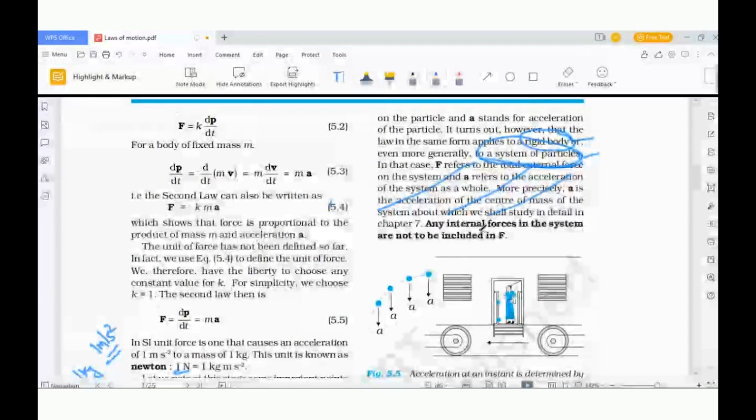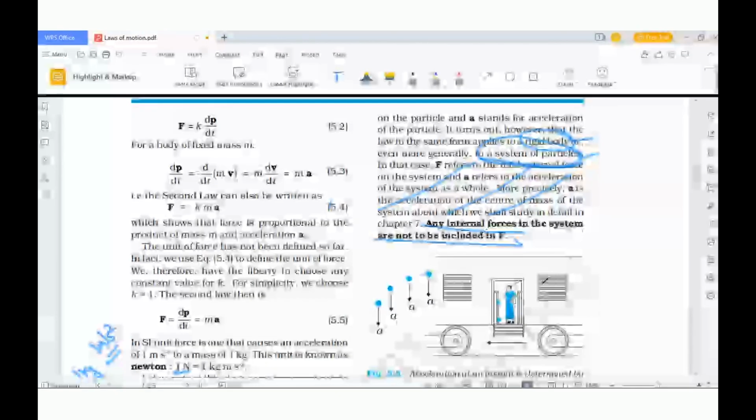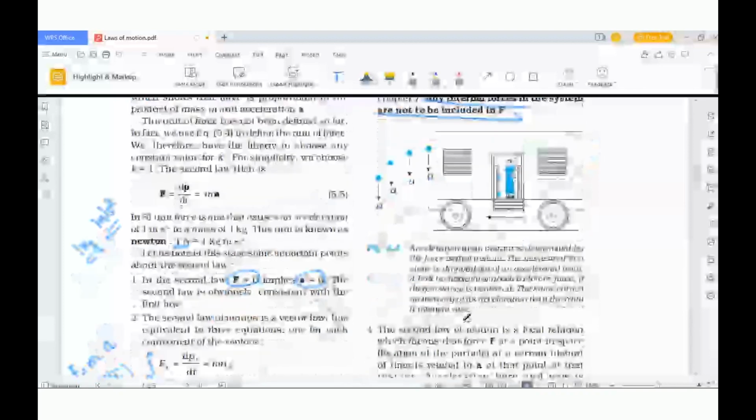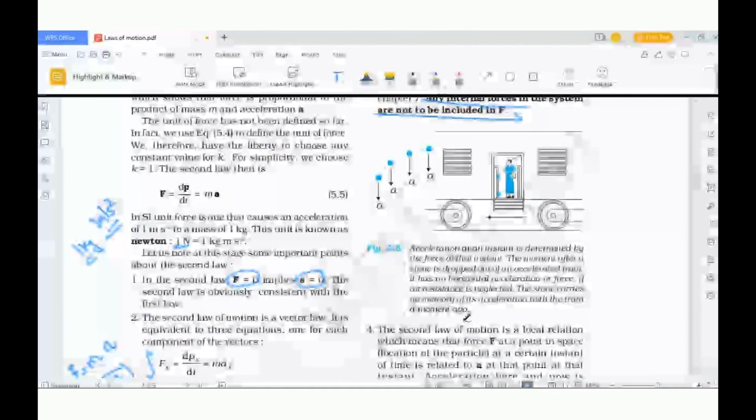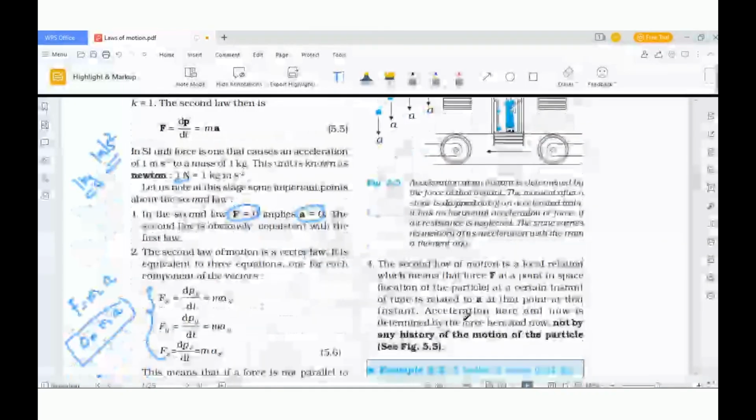Now, any internal forces in the system are not to be included in F. Internal forces like the force of gravity between two masses. So when we are applying F = MA for a rigid body, we just need to consider the external applied forces.